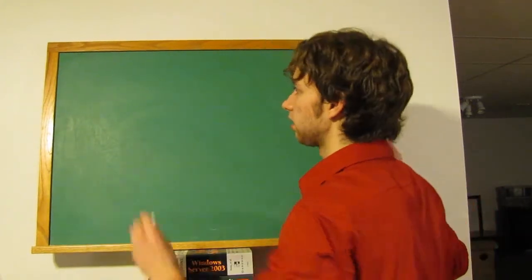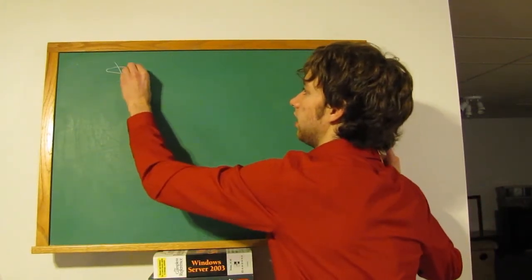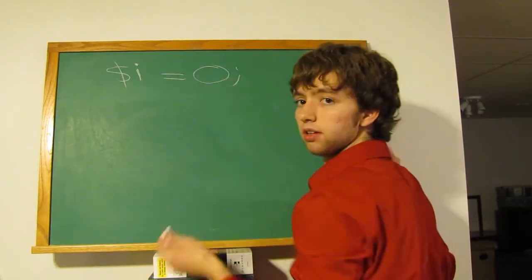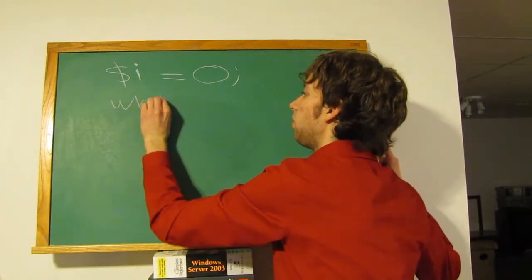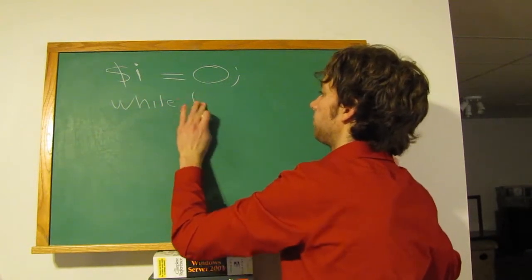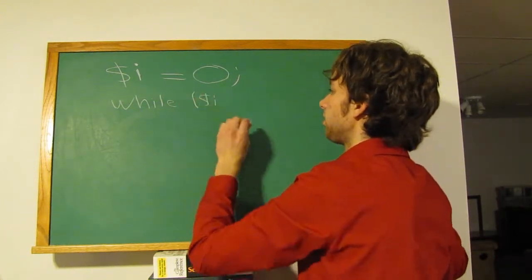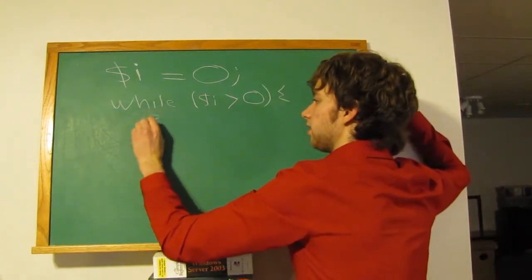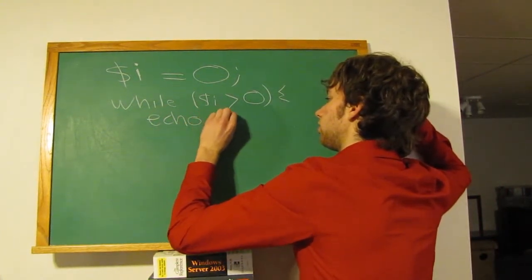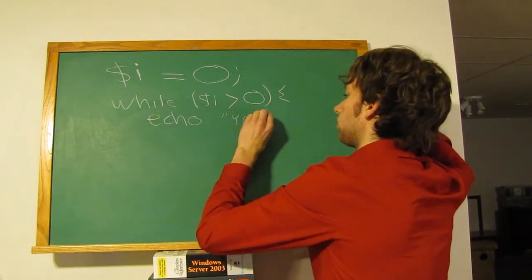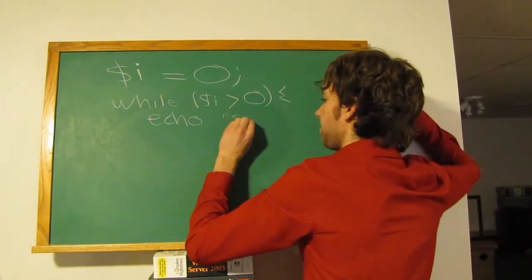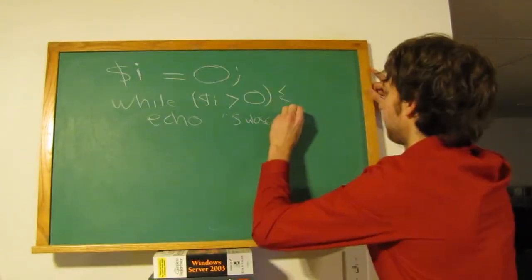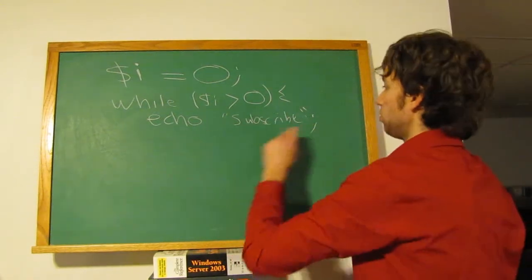Basically, we could set a variable. Let's make variable $i equal to 0, right? And then we could say while variable $i is greater than 0, we could say echo "yo". And then let's make it something even better: "Subscribe". Alright, and then we could close the while loop.